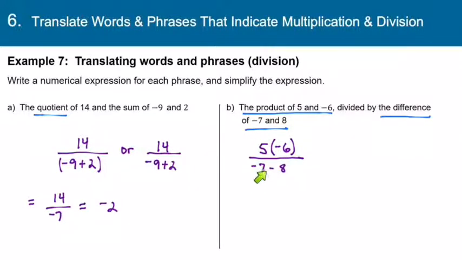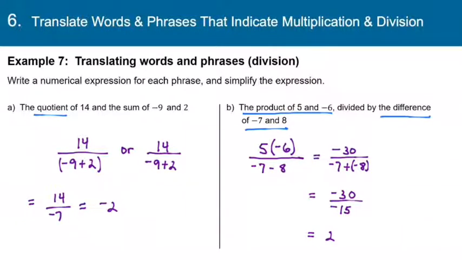Okay, now simplifying the top and the bottom separately, we know that 5 times negative 6 is going to be negative 30, and we know that negative 7 minus 8 is the same as negative 7 plus negative 8. That's going to add up to negative 15. And that's going to give us negative 30 divided by negative 15. Negative divided by negative, of course, is positive, and 30 divided by 15 is 2, so we come up here with positive 2.